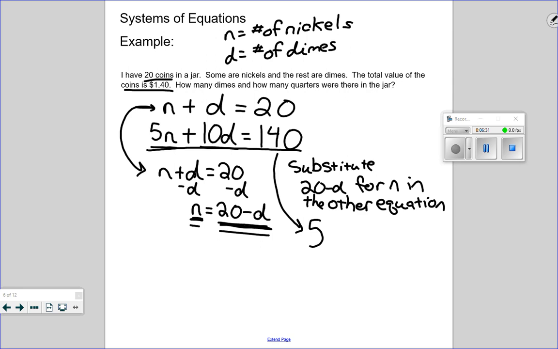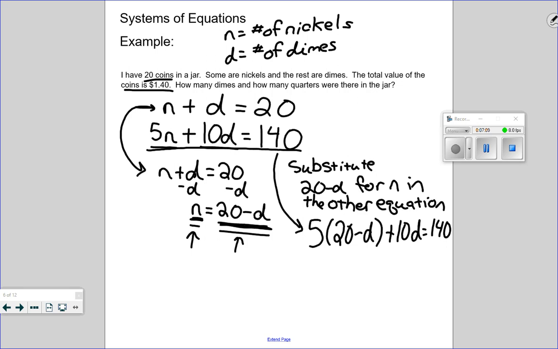Instead of writing n, I still have to write the 5. I can't take the 5 out. I'm just replacing the letter n. Instead of writing the letter n in parentheses, you always replace things in parentheses, I'm going to replace that n with 20 minus d. So I'm substituting 20 minus d in for n. And then I'll rewrite the rest of that equation. So we rewrite that second equation, replacing n with 20 minus d. And this is what it would look like.